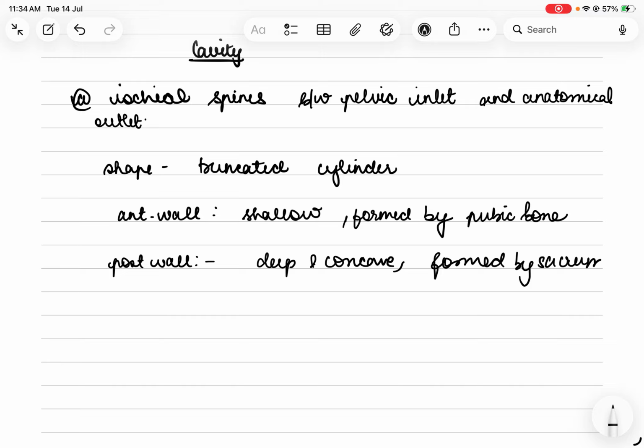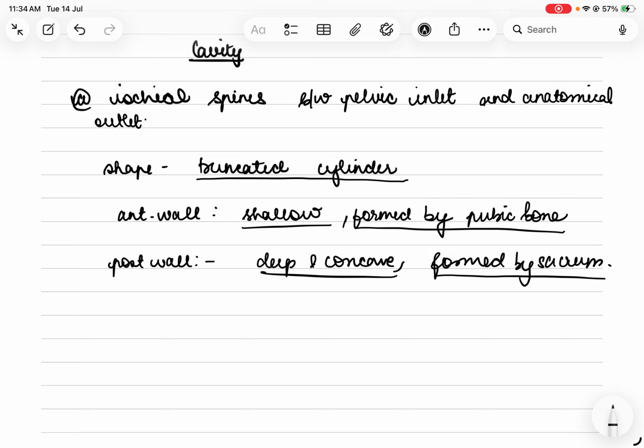See guys, the shape is that of a truncated cylinder. The anterior wall is very shallow and it is formed by the pubic bone. The posterior wall is deep and concave. It is formed by the sacrum.